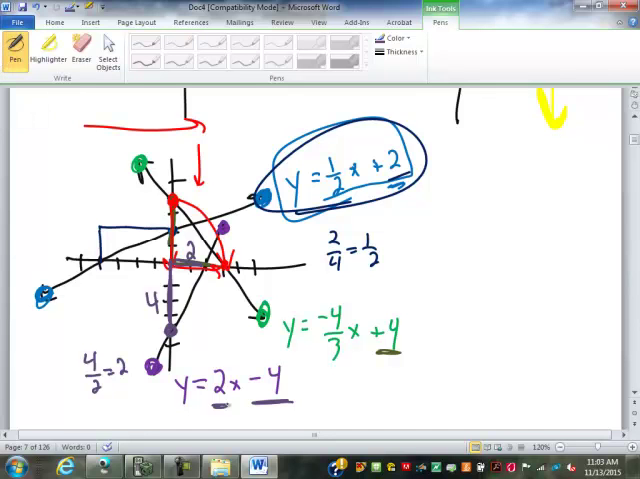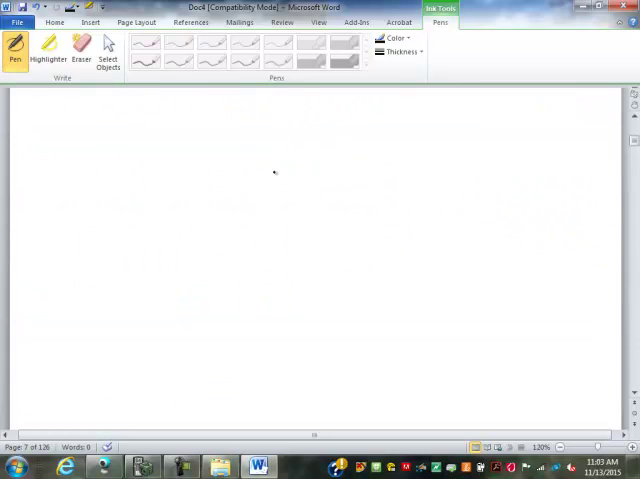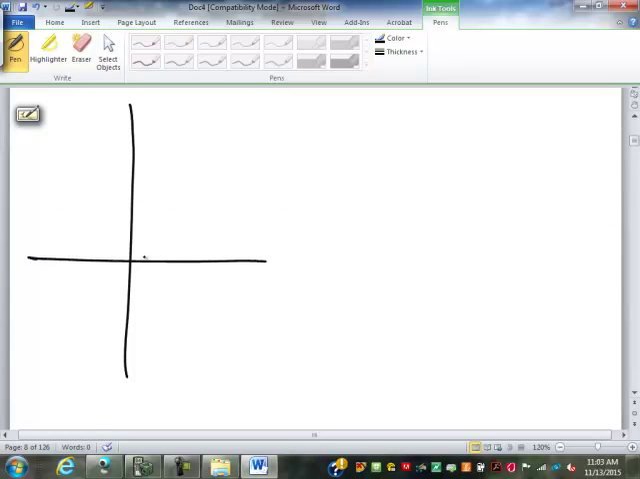Anybody have all 3 of those right? Couple? Numbers right, but some of the negatives different. Okay. And that's really the hard part about slope, is the positive or negative. Now as we look at the slope, let's take some points.